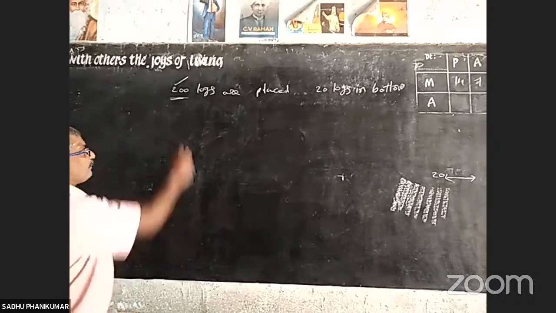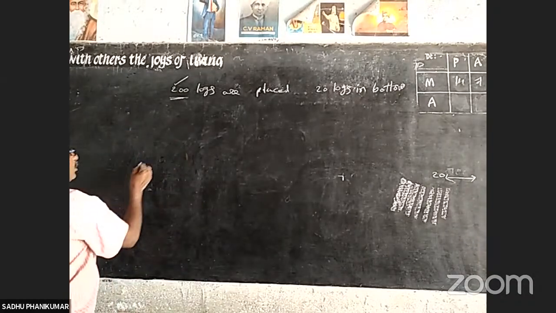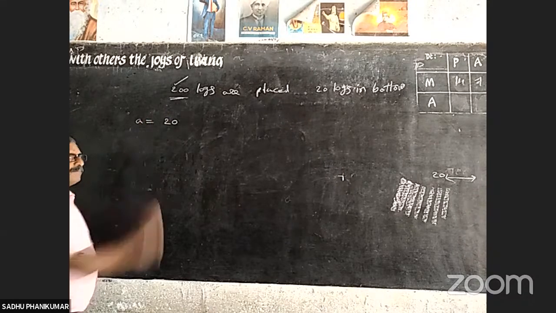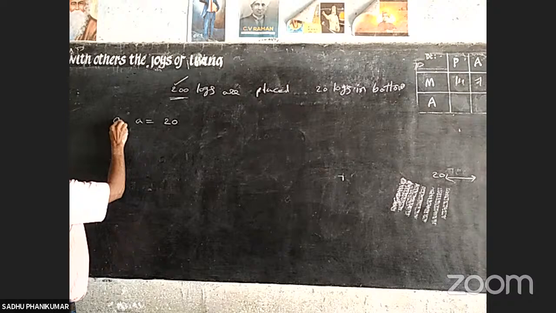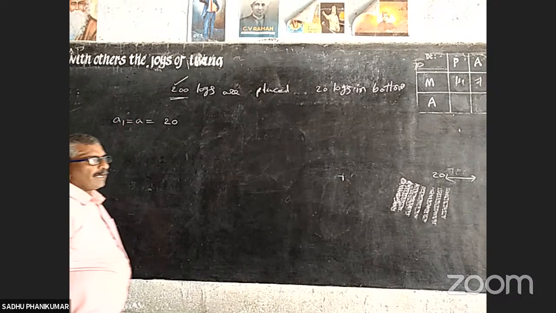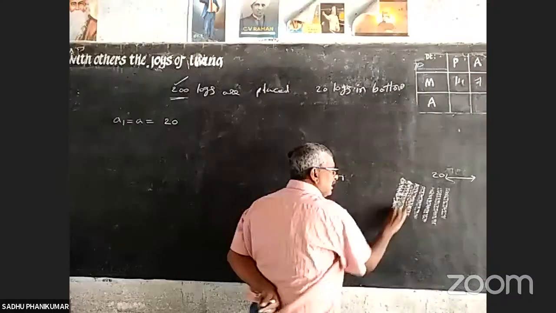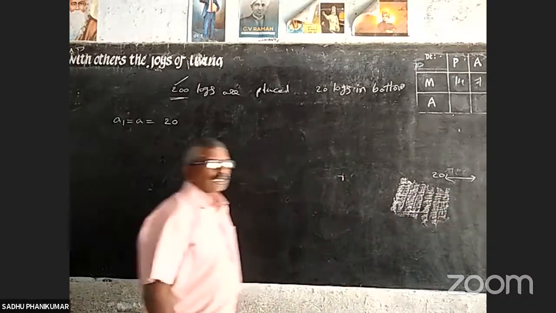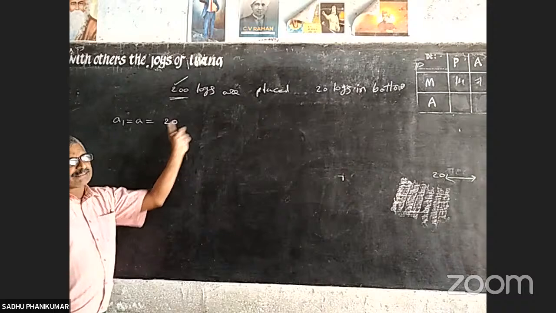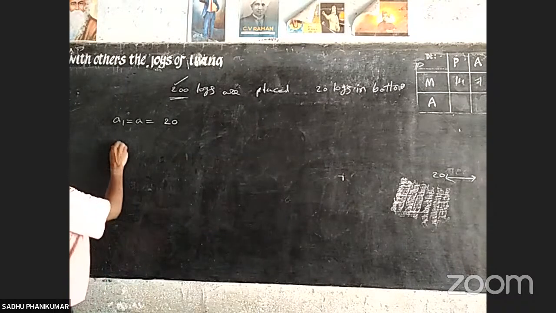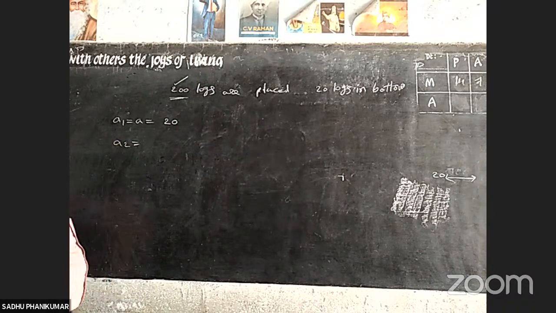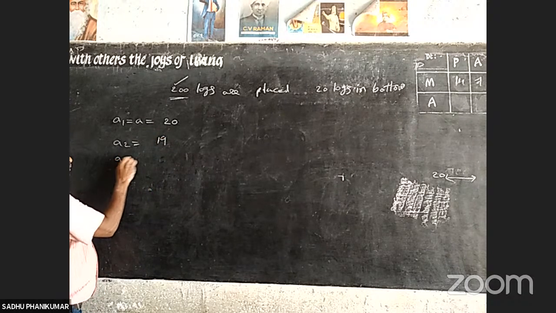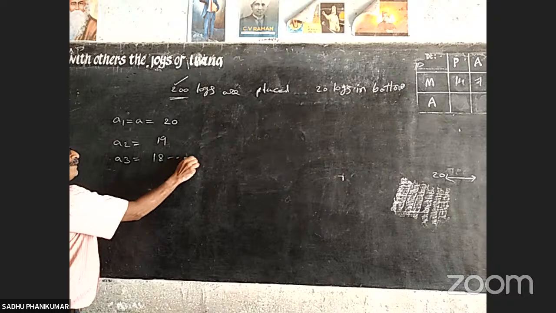First of all, in the bottom row, I am supposing A is equal to 20. A1, the first row, in the bottom row there are 20 logs. So A1 is equal to 20. Next, A2 is equal to 19. A3 is equal to 18, like that.